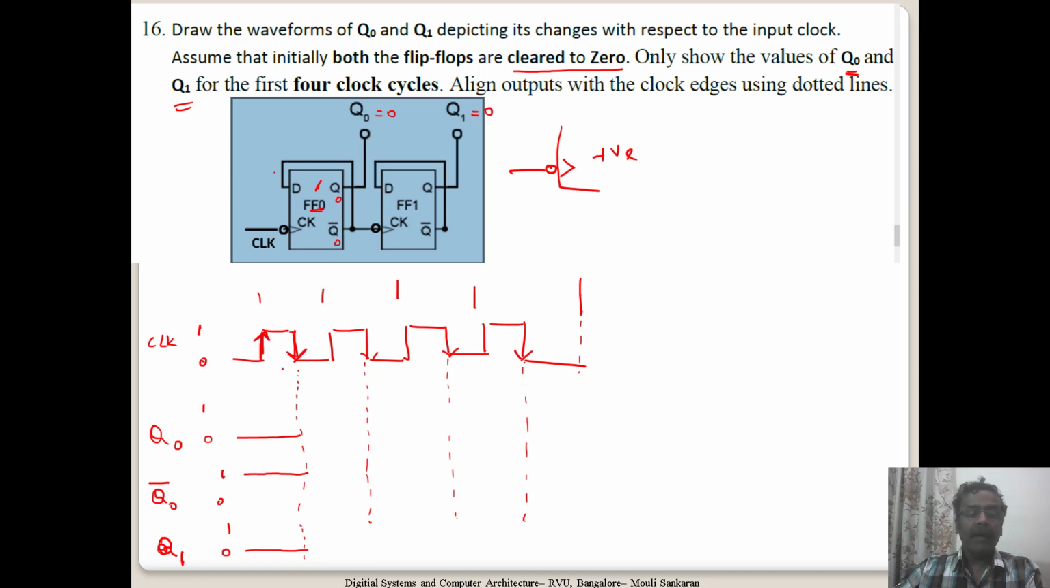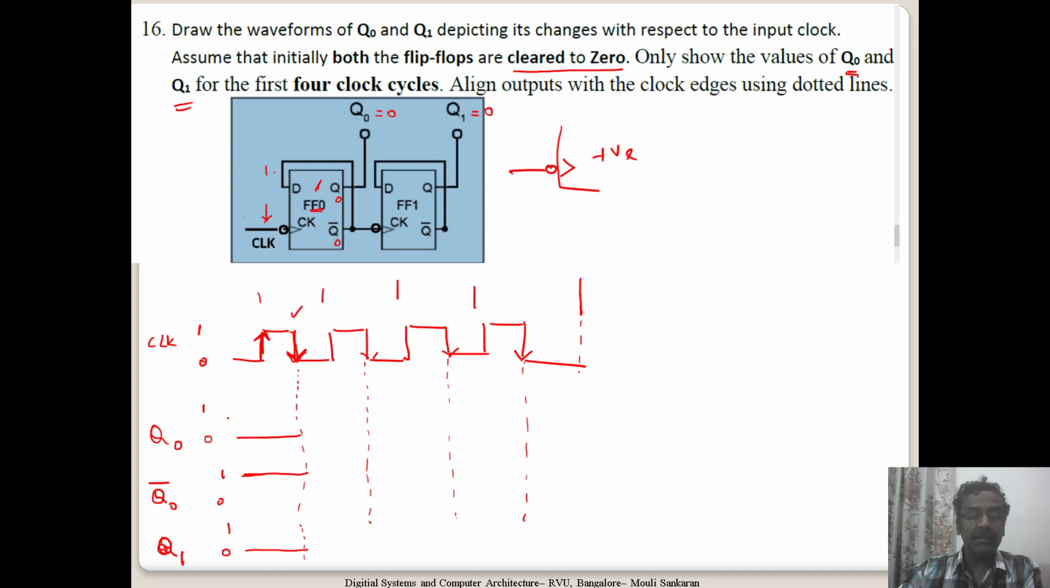Now what happens? This transition happens. Clock is going from high to low. This edge is going low. That means whatever is the value of D should get latched. Now what is the value of D? D is nothing but Q0 bar. Q0 bar is 1. So this value 1 is waiting at the input here, and then the clock edge is going down. Then it is supposed to latch this 1.